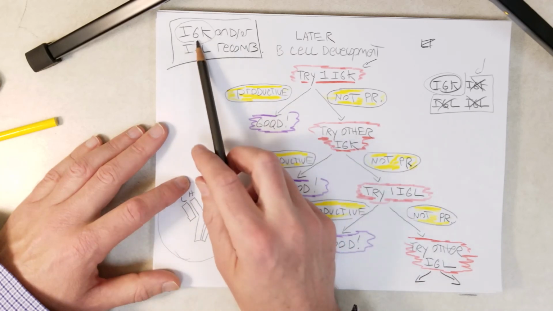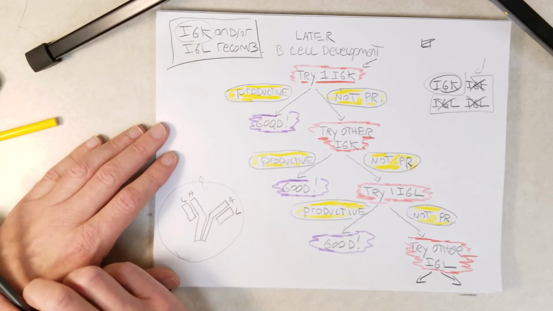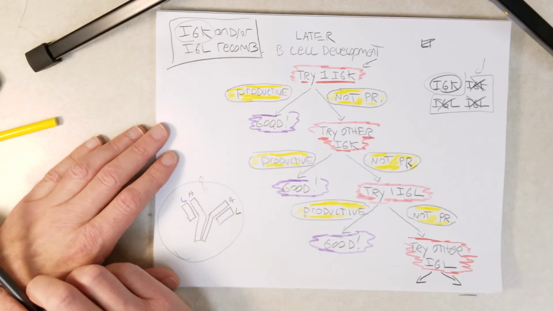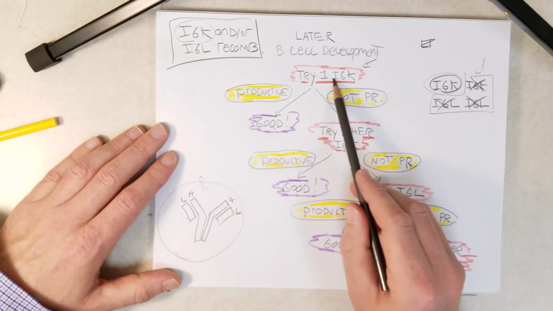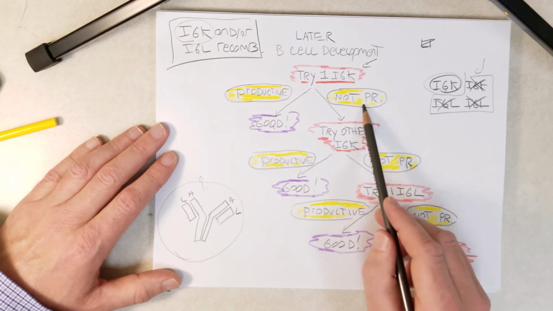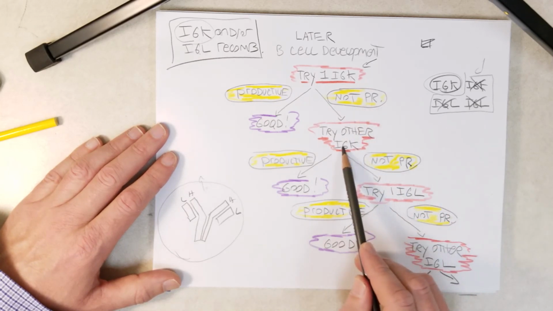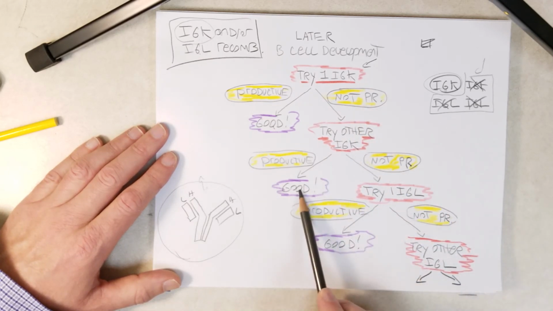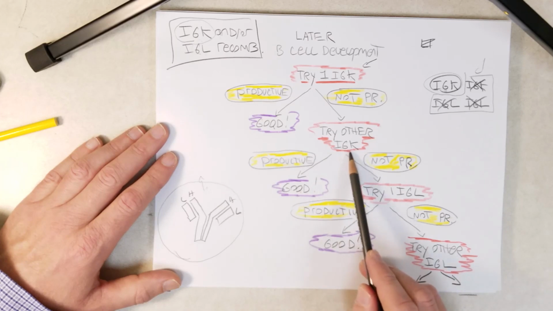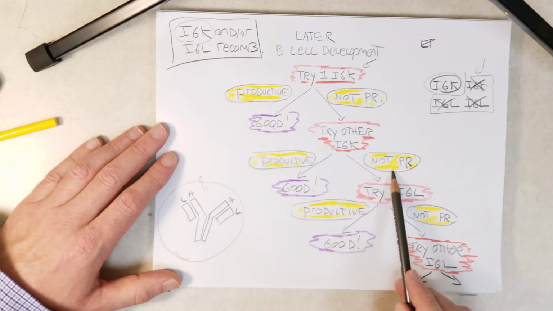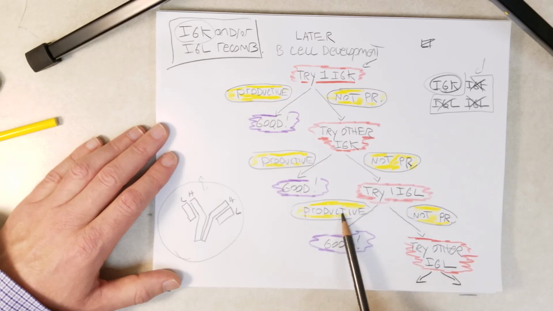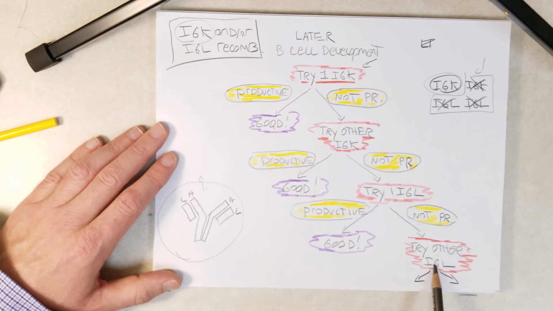Only one of the light chain loci is allowed to make a functional protein, and only one of the heavy chain loci is allowed to make a functional protein. So let's say that first attempt with IGK failed, not productive. It's going to try the other IGK. If it works, good, it's just going to stop. If that doesn't work, it's going to go on to the IGL. It's going to try one of the IGLs. If it's productive, great. If it's not productive, well, it's going to try the other IGL.